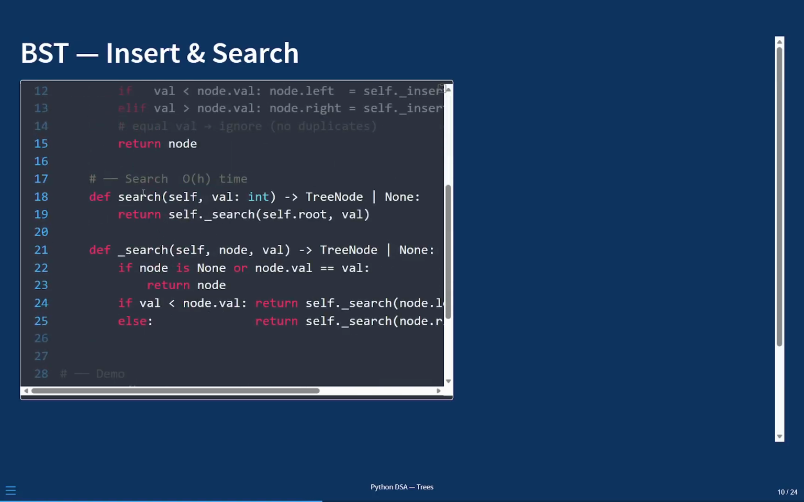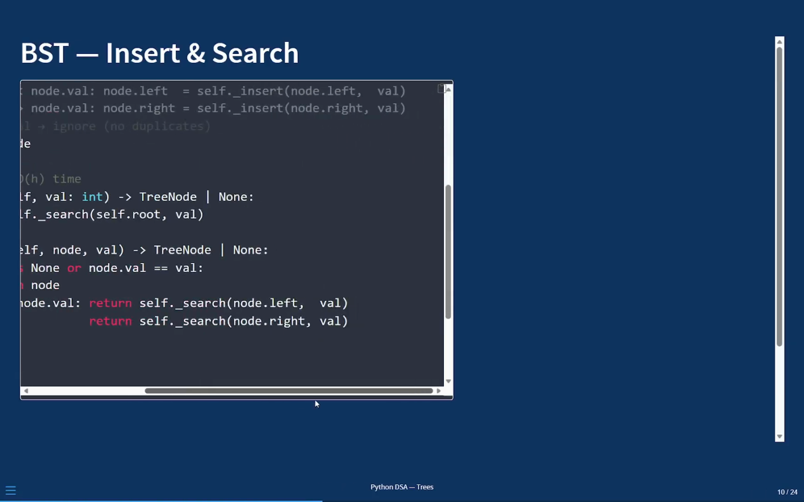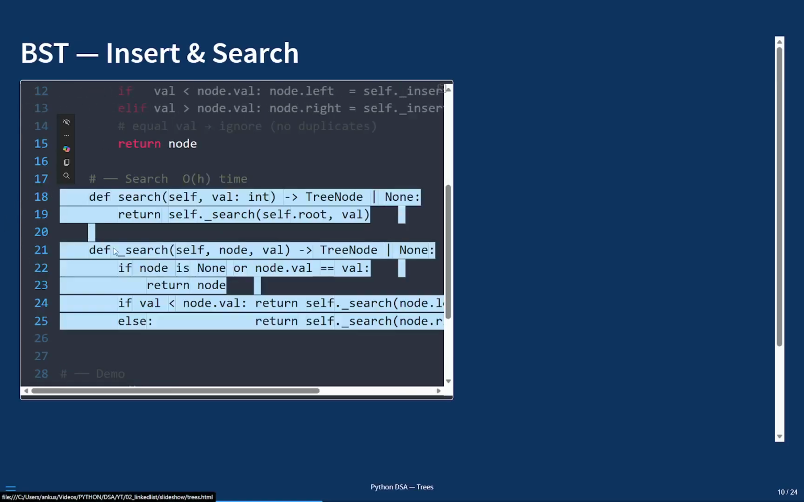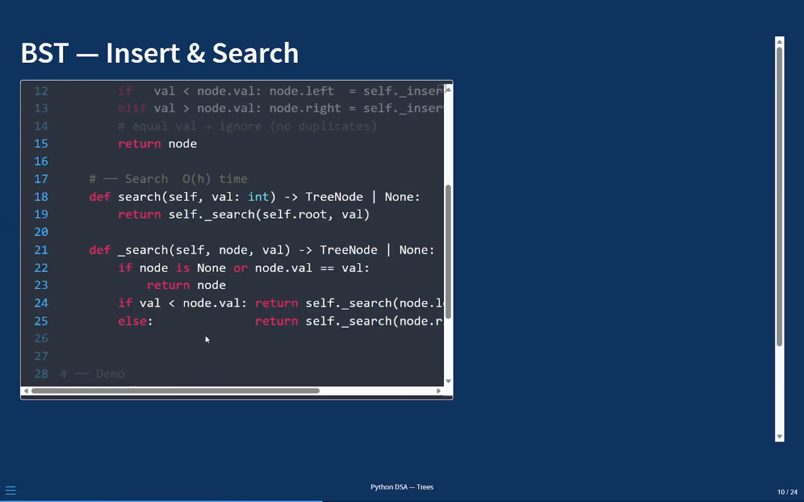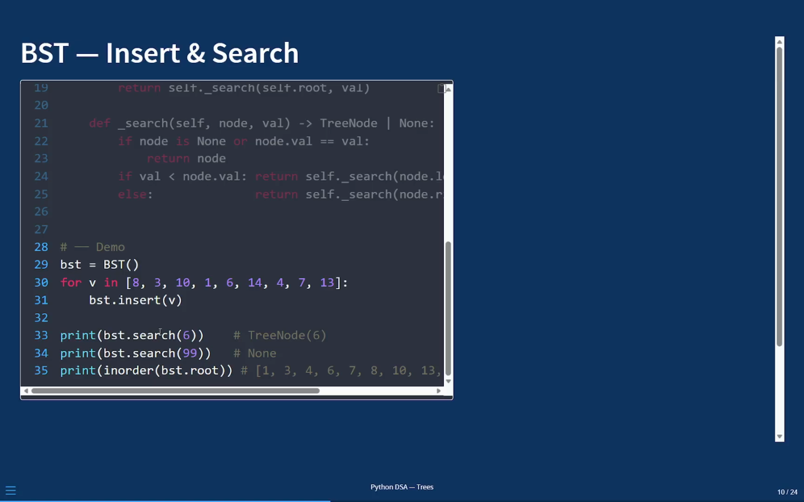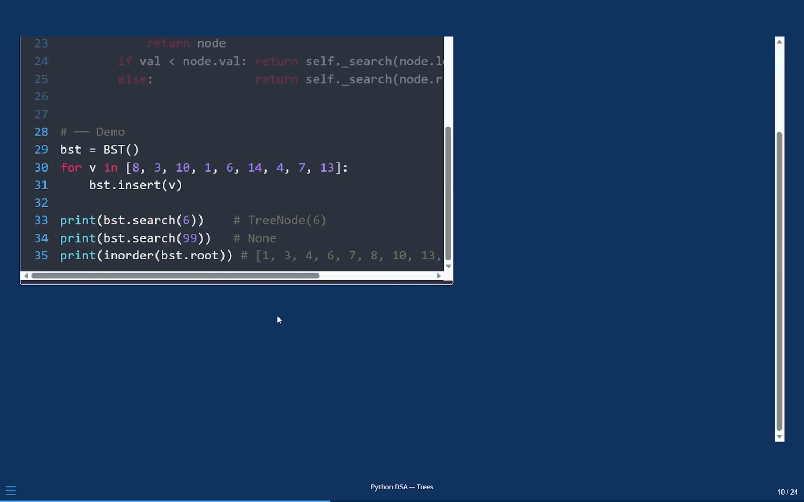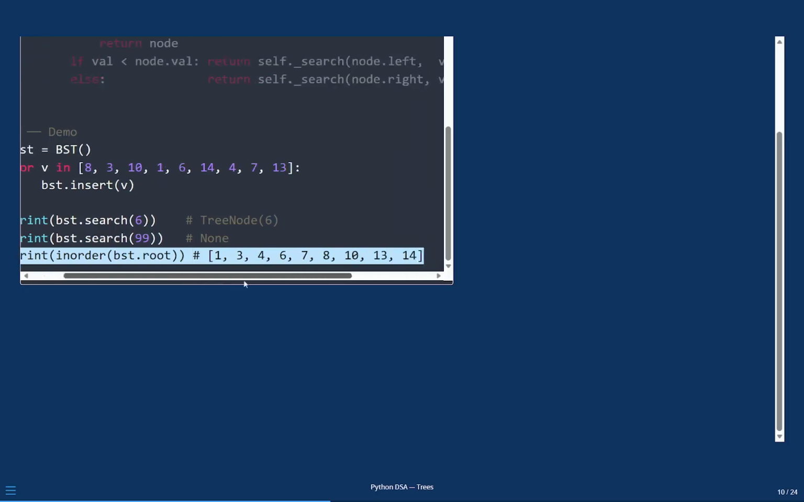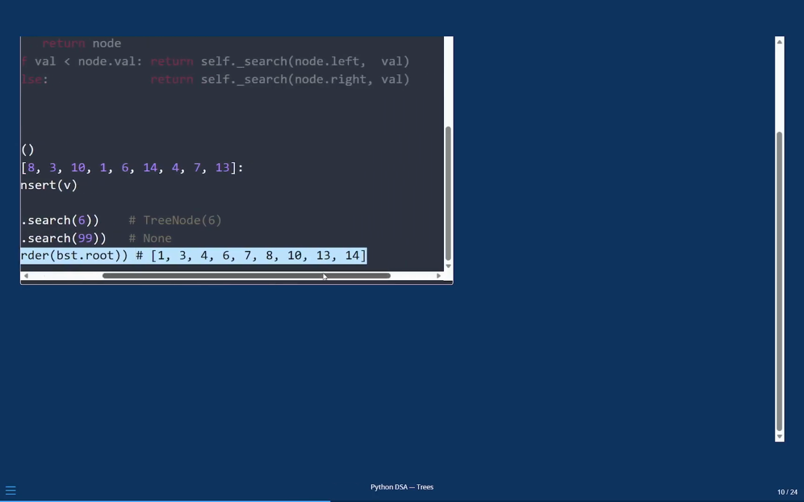Click. Search is almost identical in structure. If we hit None, the value isn't in the tree. Return None. If the current node matches, return it. Otherwise, recurse left if the value is smaller, right if larger. At each step we eliminate half the remaining tree. O(H) time. Click. The demo inserts 8, 3, 10, 1, 6, 14, 4, 7, 13, the exact BST shown on the previous slide. Search 6 returns the node. Search 99 returns None. In-order confirms 1, 3, 4, 6, 7, 8, 10, 13, 14.